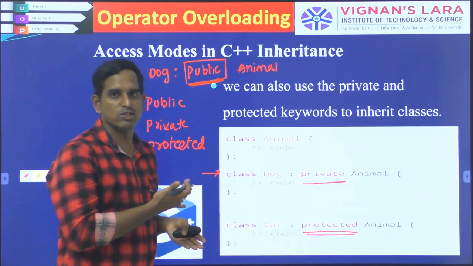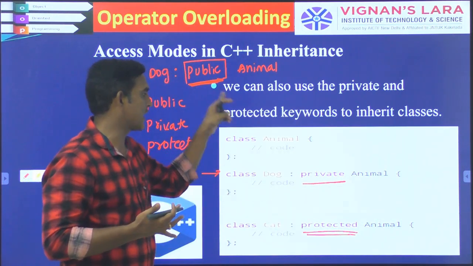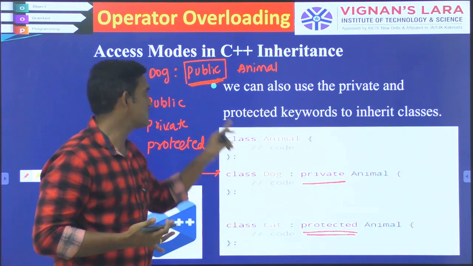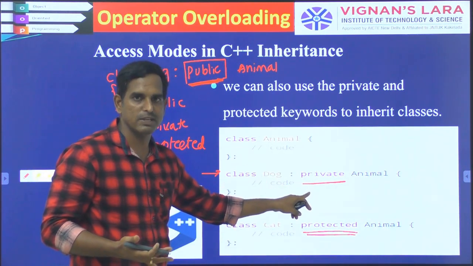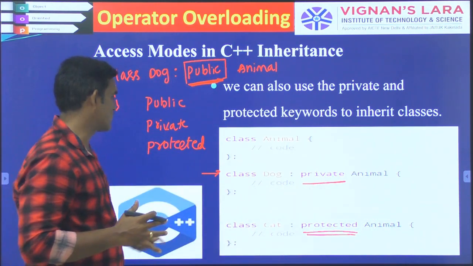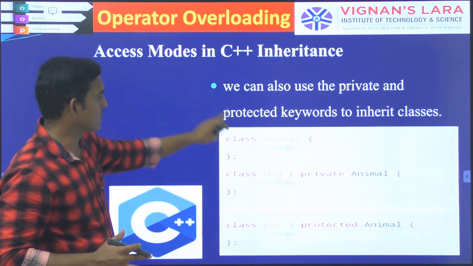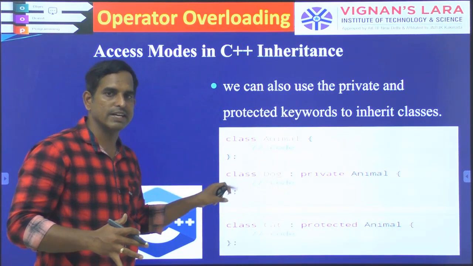What you are going to comprehend is the meaning when you write these access specifiers here. If I write public, what do you have to understand? If I write private, what will be the consequence? If I write protected, what will be the consequence? You have to understand. So you can use any access modifier while performing your inheritance.